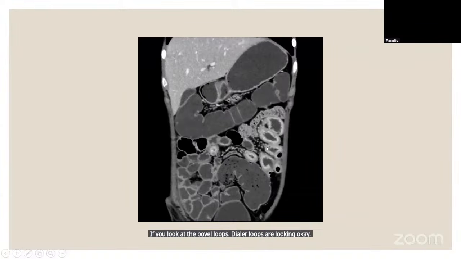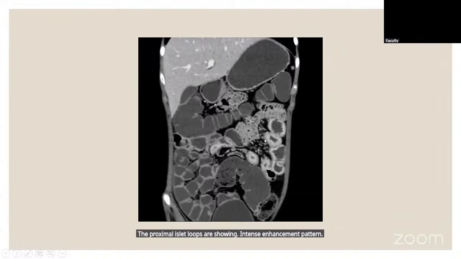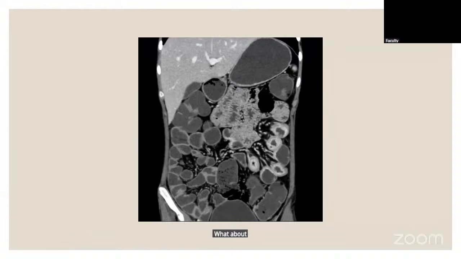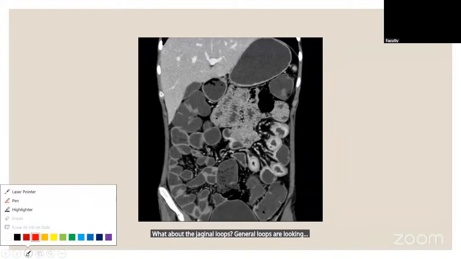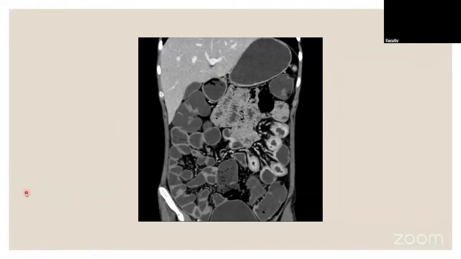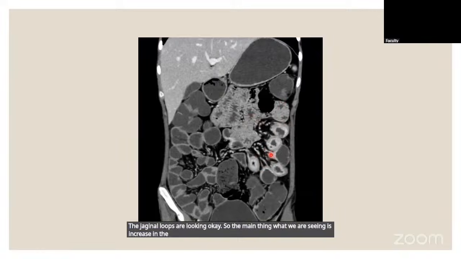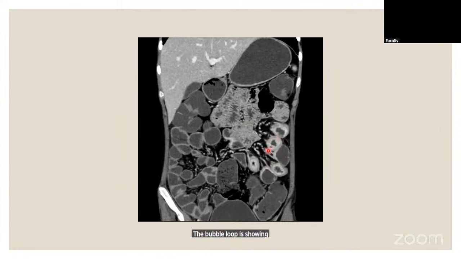The proximal ileal loops are showing intense enhancement pattern. What about the jejunal loops? The jejunal loops are looking okay. So the main thing we are seeing is increase in the mesenteric vasculature. The bowel loop is showing complete circumferential intense enhancement.